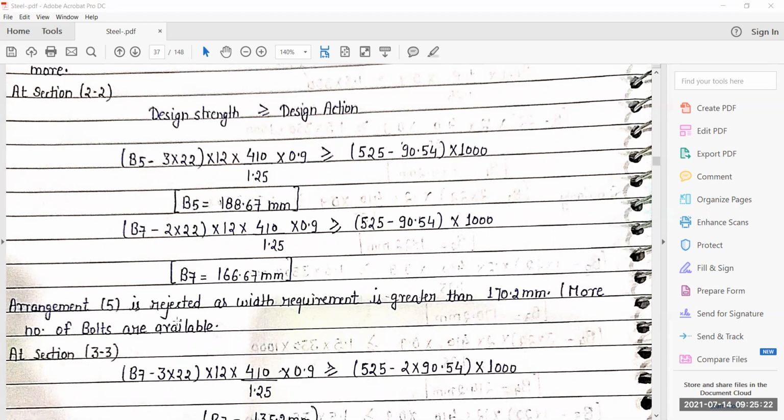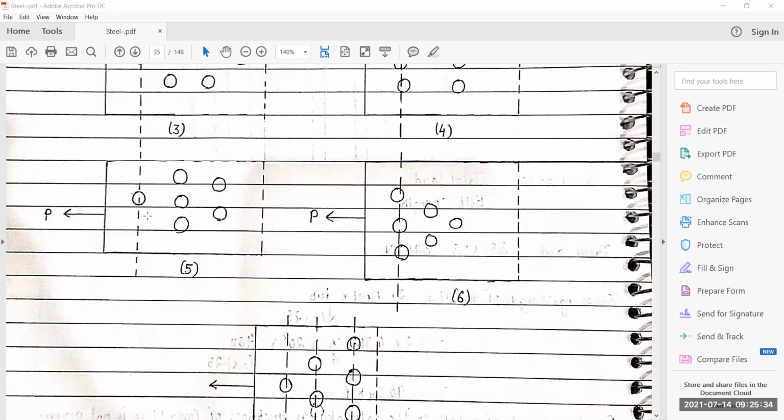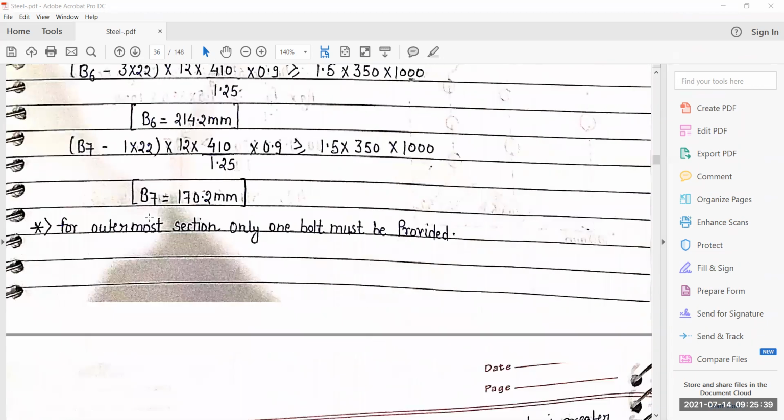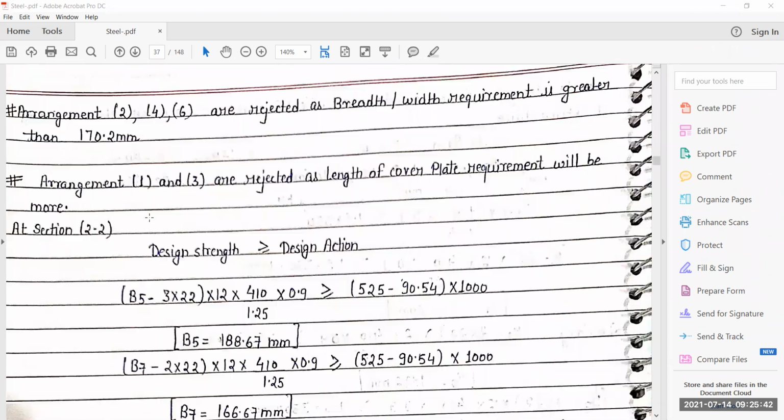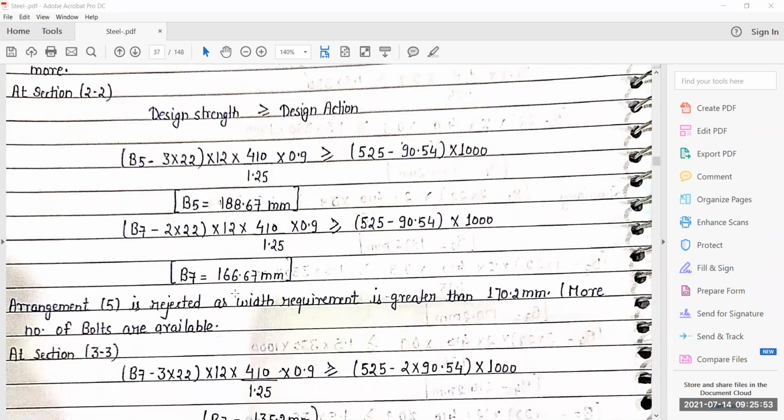Okay, you will see arrangement 5 with requirement greater than 132, or more than the number of bolts available. So for arrangement 5, you see how to arrange the bolt 5. See, the bolt 5 is the minimum. B7 equals 166.6 mm, and arrangement 5 is rejected as the width requirement is greater than 120.2 mm. Numbers of bolts are available.